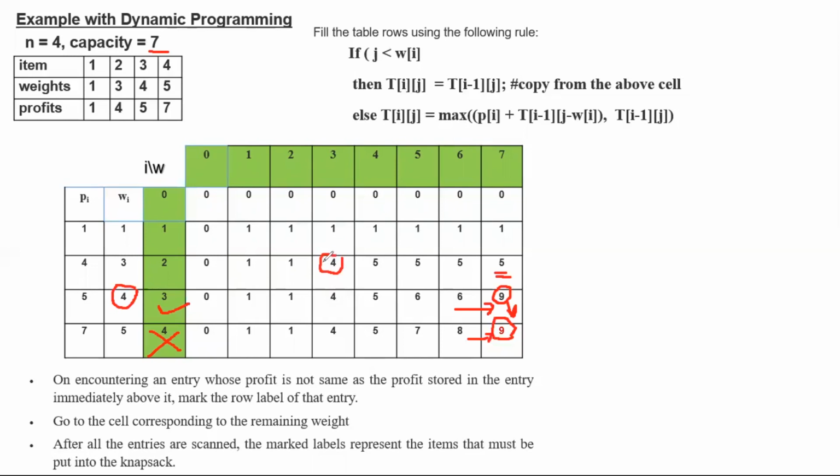This value came from here, not from here. So we select item 2, and the total weight is 7. We go on until we reach the first entry in the table, then we are done. So items 2 and 3 are selected with the maximum profit 9.